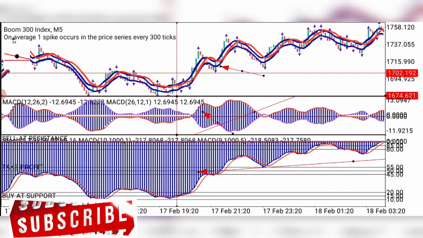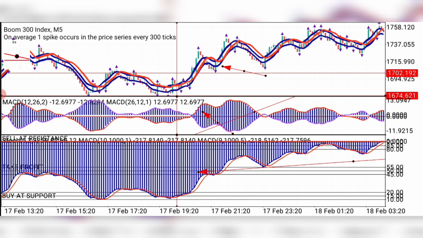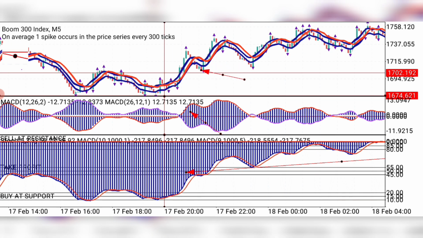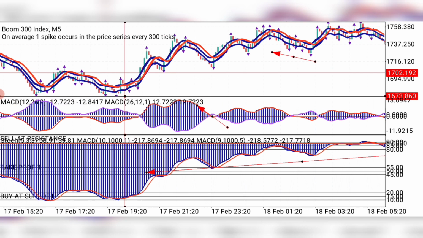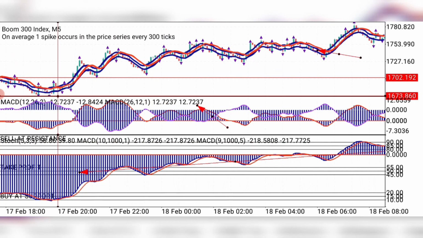Are you seeing it? Look at the step down spike. It has tested this line. So you take your buy from here, straight down. Once you've seen that the market has tested here, take your buy straight down. You can see how the market bought up.